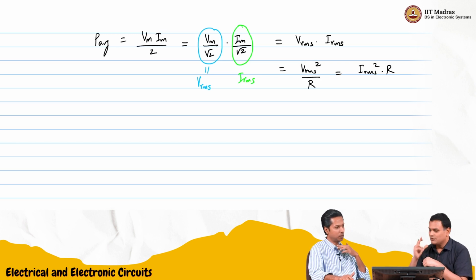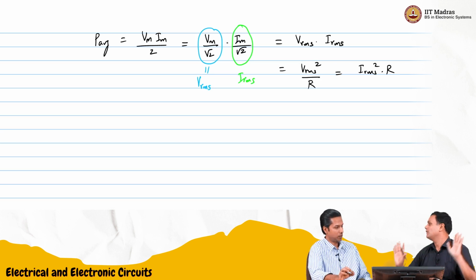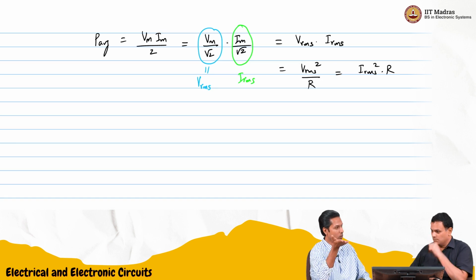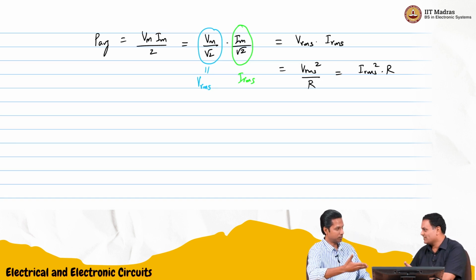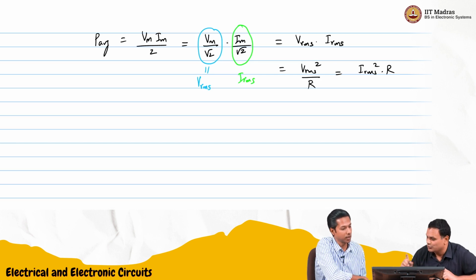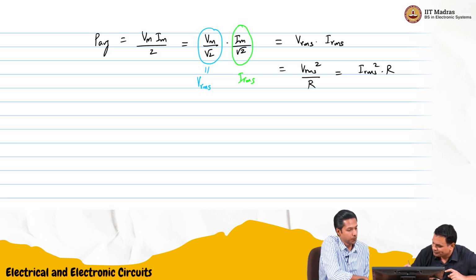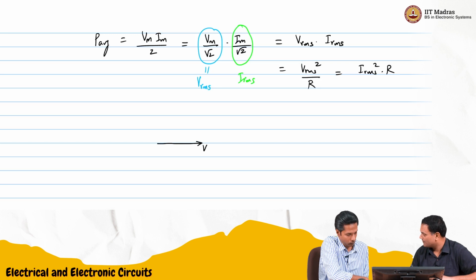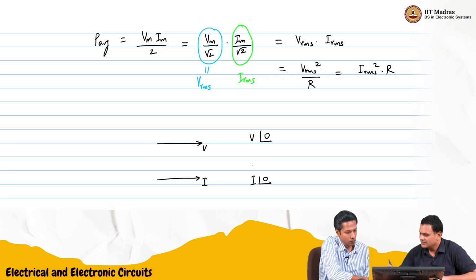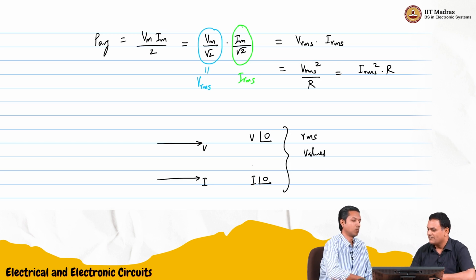When we write in polar form, the length of the phasor is the RMS value. So when you say V angle 0, that V is the RMS value. From now on, the convention is: if you have a phasor of length V, or we write it as V angle 0, and the same for current, I or I angle 0, this means the RMS values are V and I respectively.